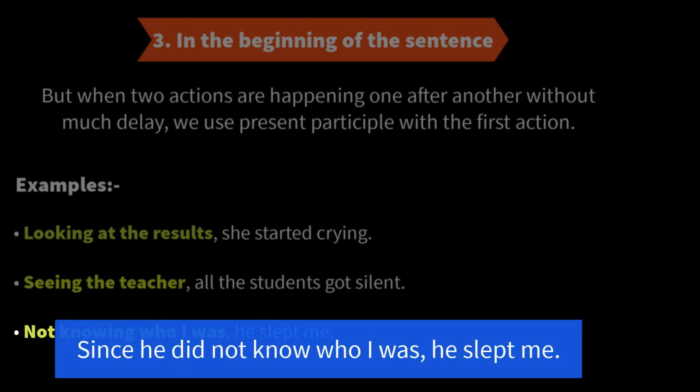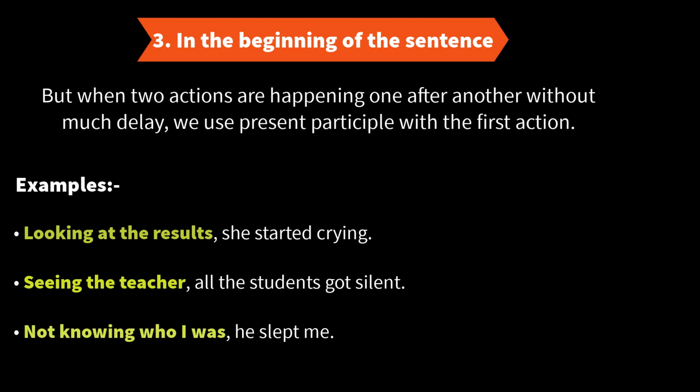All right, so I hope you got it. When you have two actions happening one after another by the same person, always use the present participle with the first action. Now we are going to look at case 4, where we have a present participle at the end of a sentence. Let's take some examples.